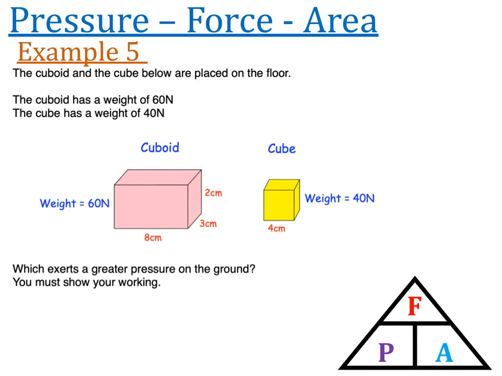The cuboid, the pink shape, and the cube, the yellow shape, are both placed on the floor. The cuboid has a weight of 60 newtons. The cube has a weight of 40 newtons. So the weight in this particular part is the newtons. So that is the force. The force is being exerted onto the floor. Which exerts a greater pressure on the ground? You must show your working.